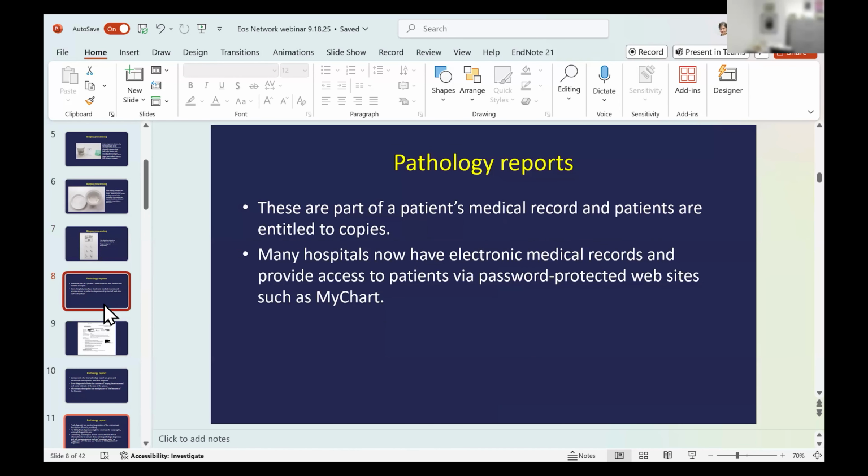So the pathology report is part of a medical record, and patients are absolutely entitled to have their pathology reports.